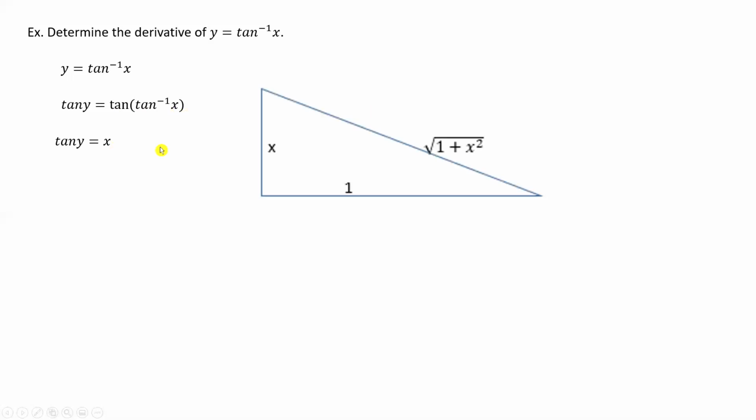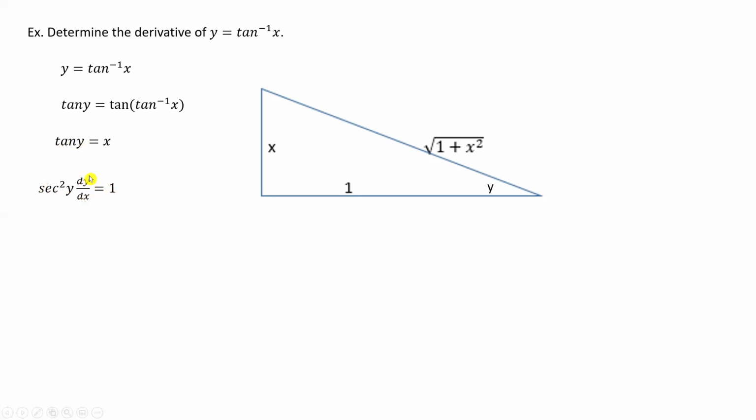We'll draw the diagram for that one. Y would be the angle in the corner, tangent, opposite over adjacent. Find the missing side using Pythagoras. This time there's a plus sign because we're finding the hypotenuse instead of one of the other two sides. Taking the derivative of tangent, secant squared angle times derivative of angle. Derivative of x is just 1. We'll try that again. Derivative of tangent of angle, secant squared angle times derivative of angle.